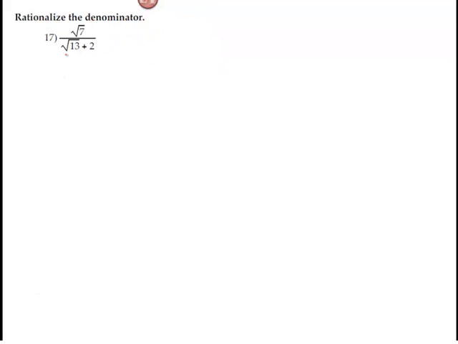Now, when we rationalize the denominator and there's more than one thing on the denominator, what you have to do is multiply the top and the bottom by the bottom where we change the sign in front of the square root. So, on top, that means that we're FOILing. Square root of 7 times negative square root of 13 is a negative square root of 91. Square root of 7 times 2 is 2 square roots of 7.